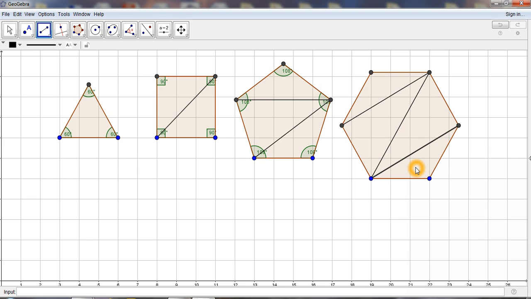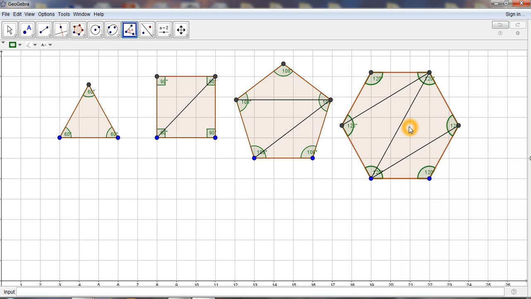And we can now locate the interior angles of our hexagon. As we can see, each of our interior angles is having 120 degrees. This will give us the sum of 720 degrees for all interior angles of our hexagon.